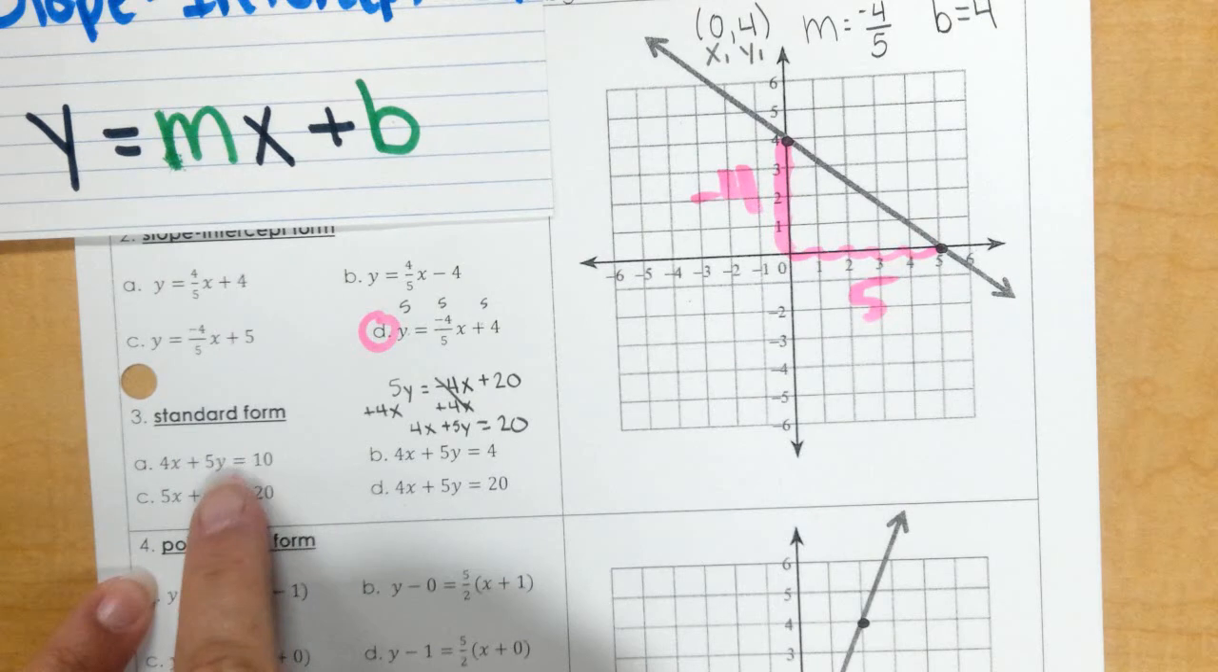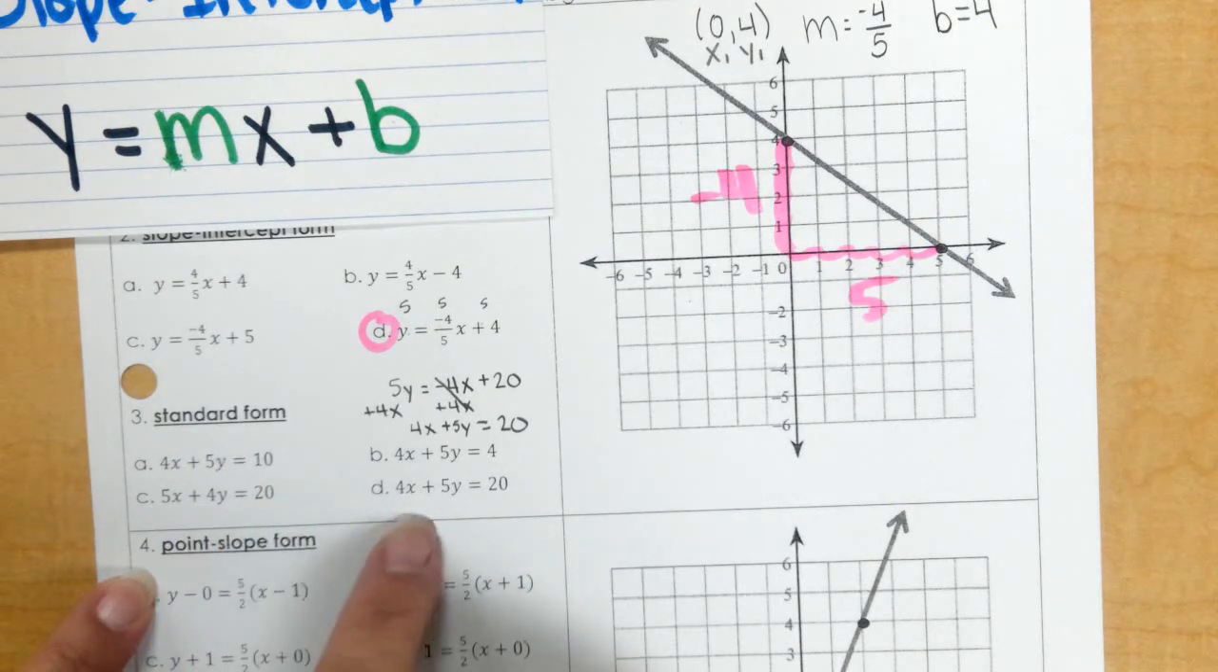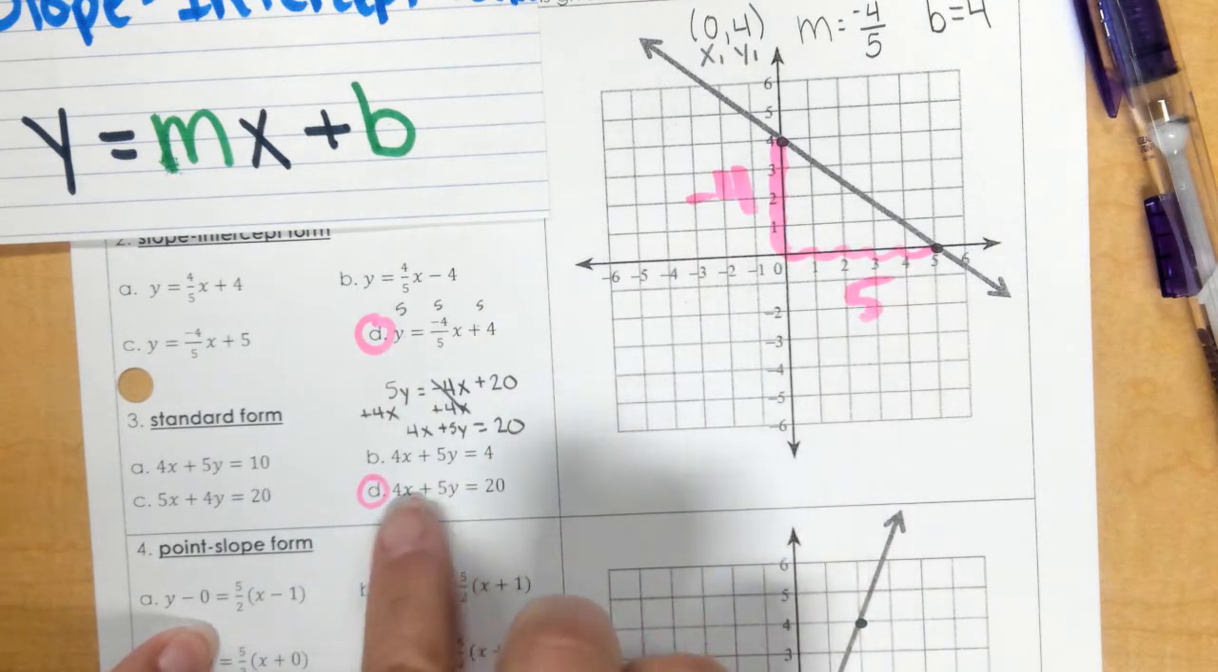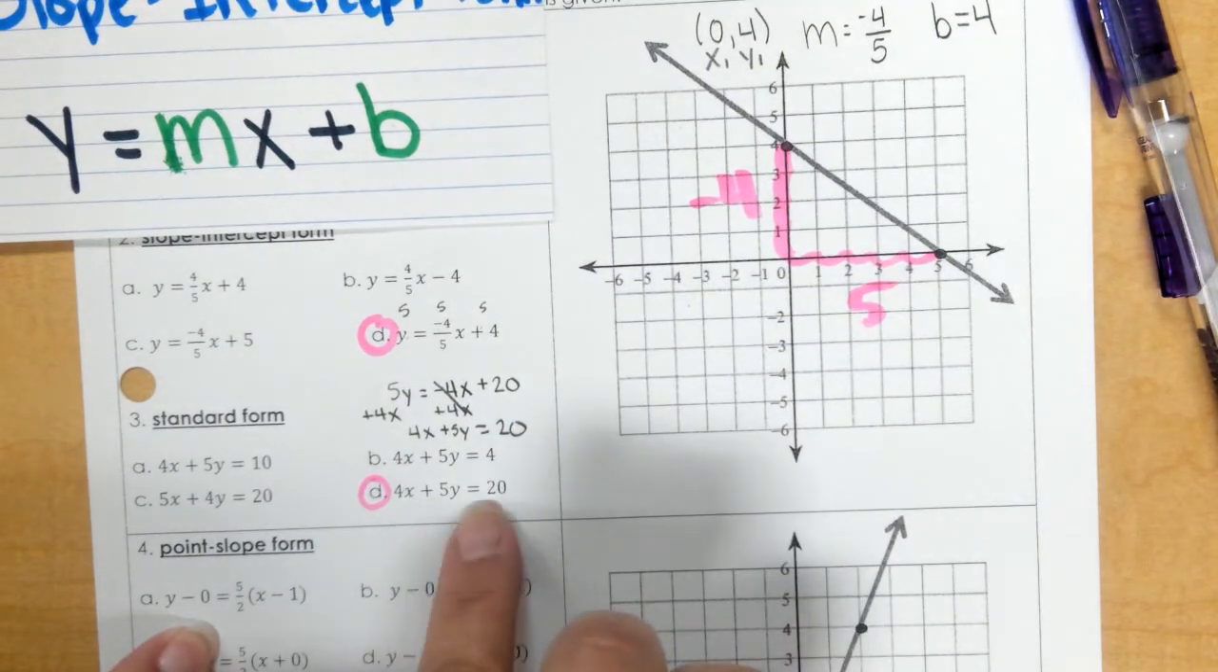And so if I compare that, it would have to be D. 4x, 5y, and +20. Okay.